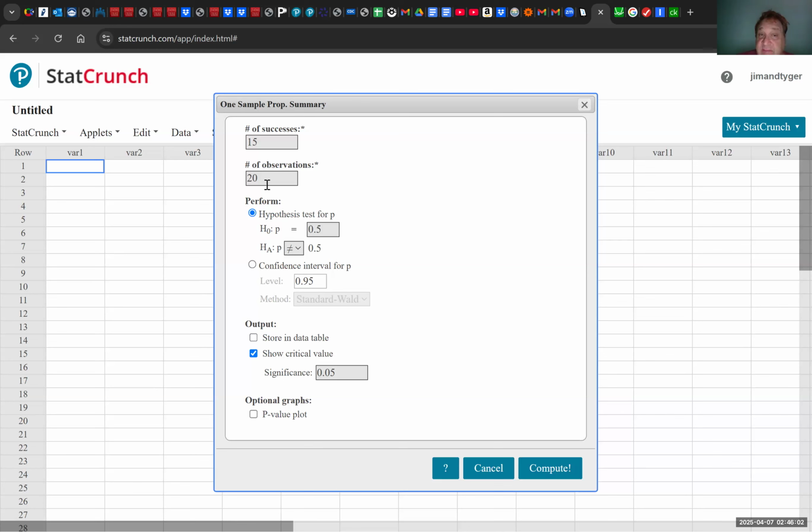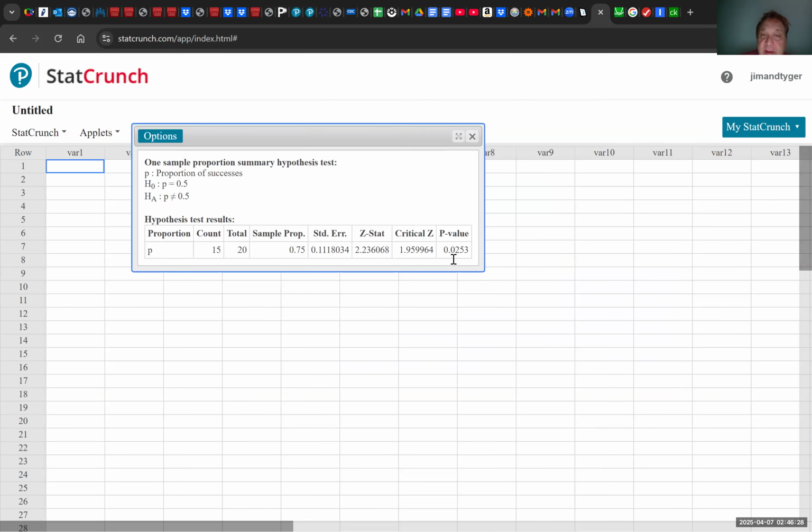So success is 15 out of 20. Hypothesis test with a null and alternative hypothesis. And I did the option here. You don't have to do this if you don't want to, but it's going to make things a little easier. I do an optional show critical value with a significance of whatever is appropriate for that problem. It's 0.05 specifically because we chose the confidence level to be 95%, so 5% is the significance, the leftover amount. I'm going to do the compute, and it gives me the readout.